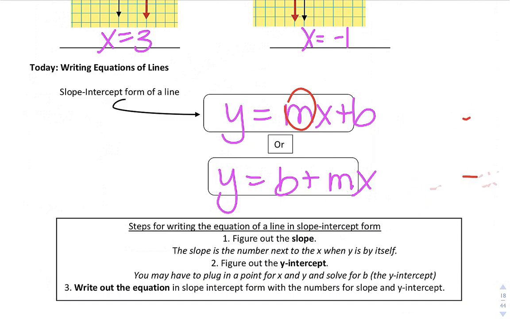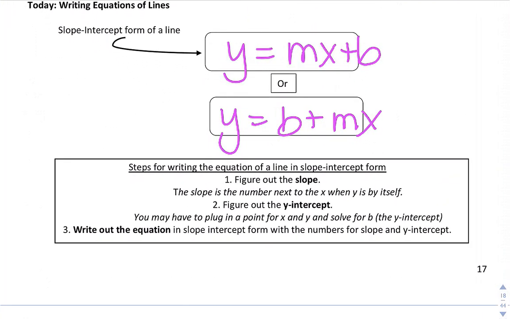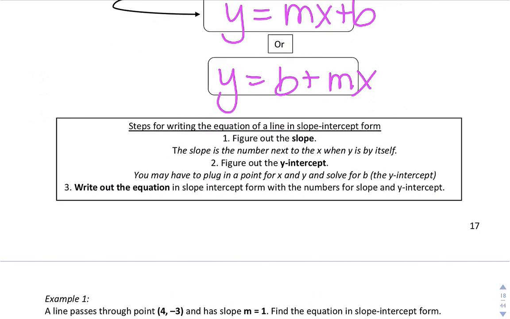Okay, so today we're going to look at these steps for writing the equation of the line. Number 1, can you figure out the slope? Sometimes it's given, sometimes you have to solve. The slope is the number next to the x when y is by itself. Number 2, you're going to figure out the y-intercept. You may have to plug in a point for x and y and solve for b, which is the y-intercept. And 3, once you have the slope and the y-intercept, you can write the equation in slope-intercept form. Okay, so we're going to take a look at that.